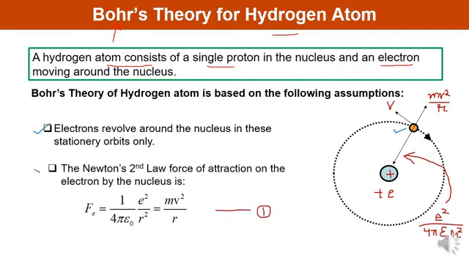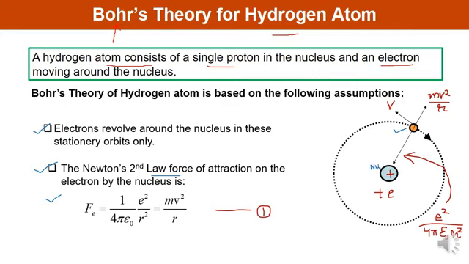The second assumption is Newton's second law: the force of attraction on the electron by the nucleus can be written in this form. But how is this equation written? Let me tell you. You can see in this particular diagram, this is the nucleus.